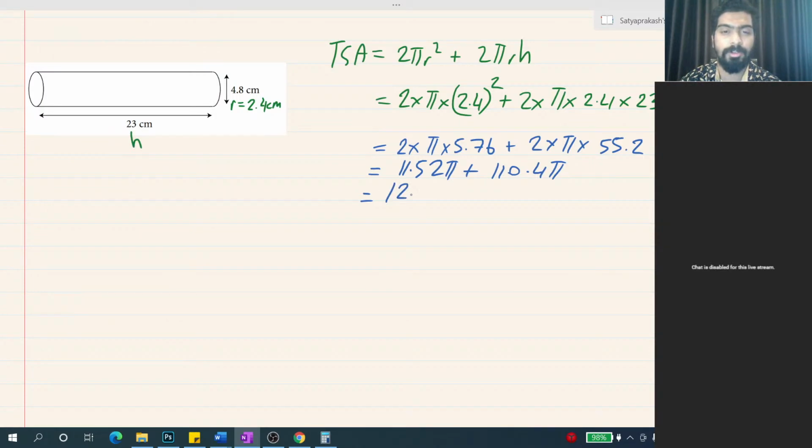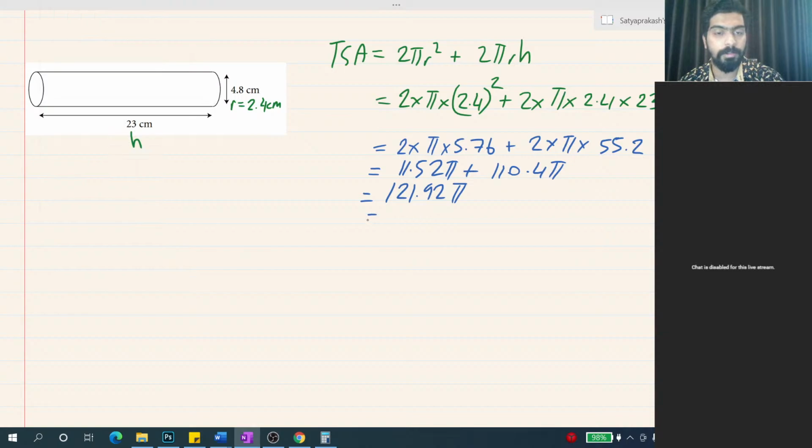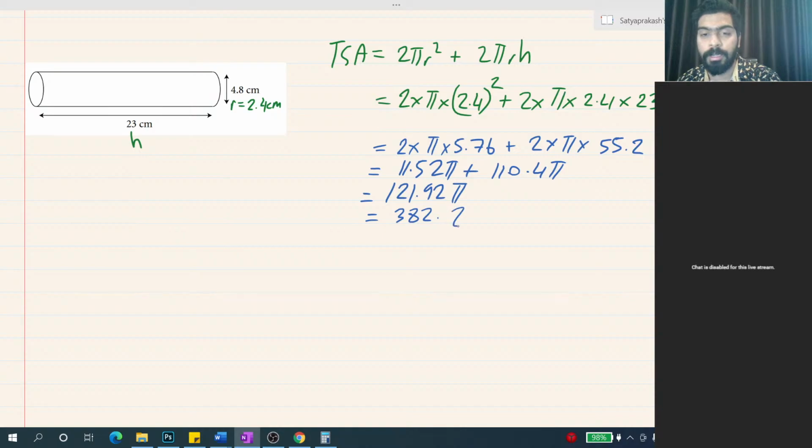122.92 pi. And if we get rid of the value of pi, we multiply it with 3.14, 122.92 times 3.14 should give us 382.8288. So I'm just going to write it as 382.83 centimeter square. Okay, centimeter square. You got 376.8? Well, close enough.